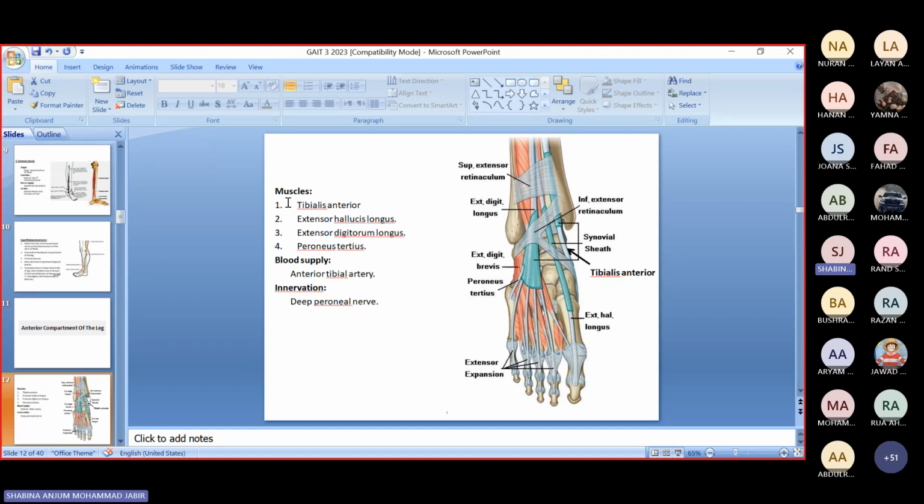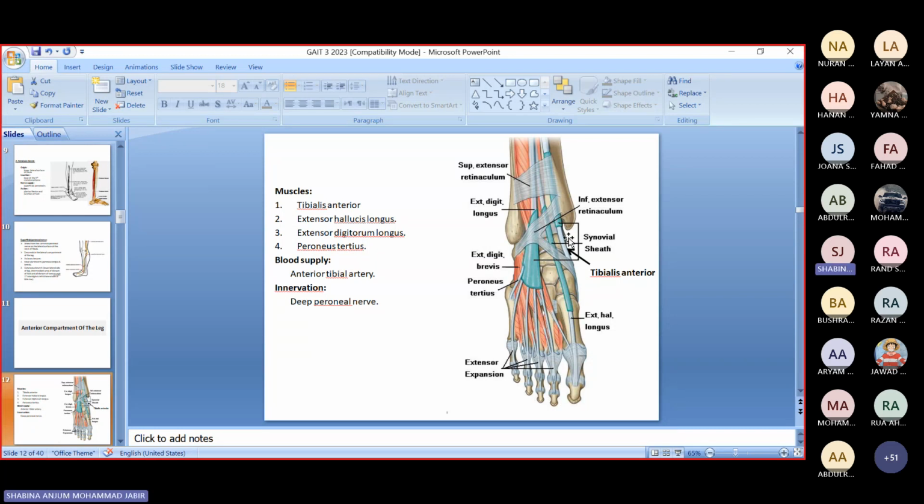Then on the anterior side we have tibialis anterior. Then we have one more, the peroneus tertius. If you remember, the peroneus longus and brevis are included in the lateral compartment, but the peroneus tertius is in the anterior compartment. So these are the four muscles.